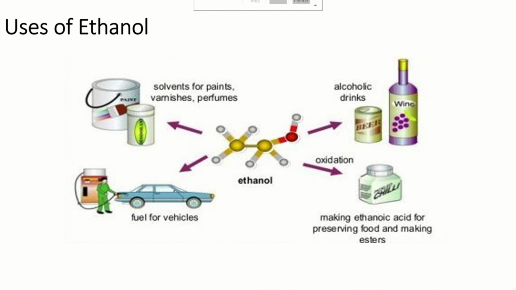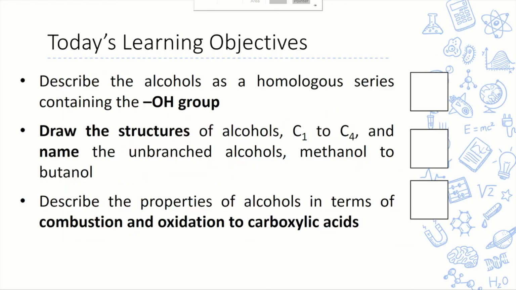And last but not least, why is it that we need to produce ethanol? Other than being produced for alcoholic beverages, it's also used for fuel. Like I said, it's a cleaner fuel, less volatile. Less volatile means less dangerous. It's also used as a solvent, like in paint, varnishes and perfume. Those paints, you can smell very quickly because they are volatile. They evaporate very quickly from liquid state to gaseous state. And of course, ethanol can be further oxidized to make ethanoic acid to preserve food.